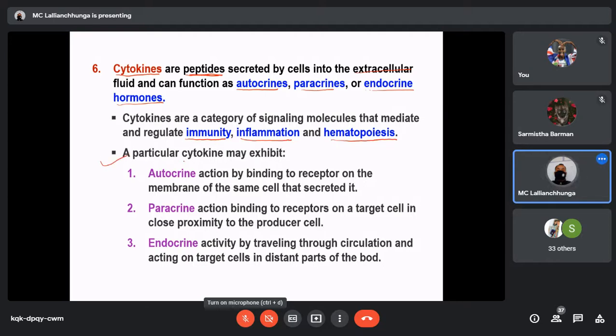A single cytokine may act as an autocrine, or as a paracrine, or as a hormone also. So cytokines are quite different. Even a single particular cytokine may exhibit many functions. But this we will not discuss in detail. We are interested only in the endocrine system or the hormones. But all these terms you have to remember.